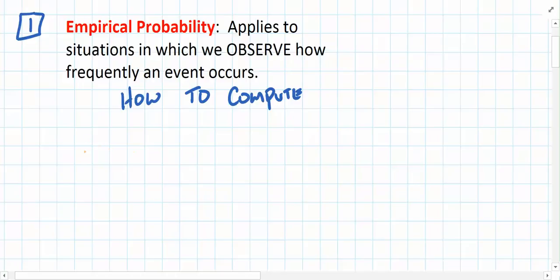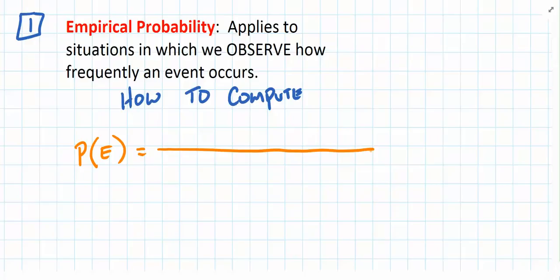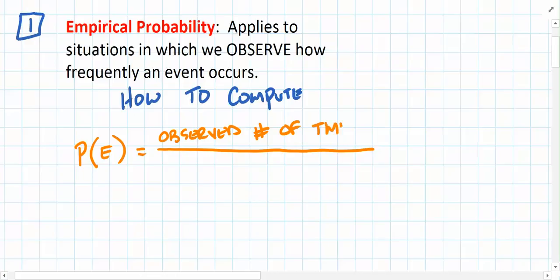So we say the probability of an event. E is going to be an event. So the way that we calculate empirical probability, draw yourself a big long fraction bar because it's a bunch of words that we have to write down. We take the observed number of times E occurs. What I mean by that is this E is the same as that E over there.